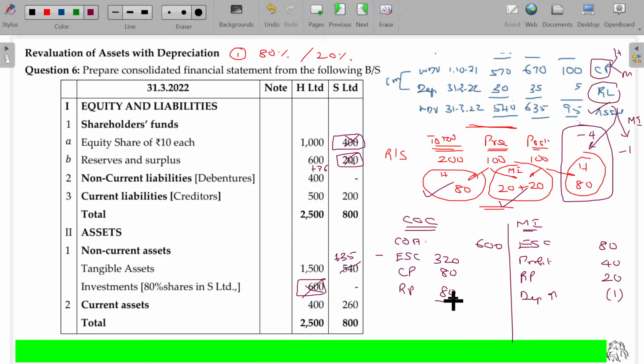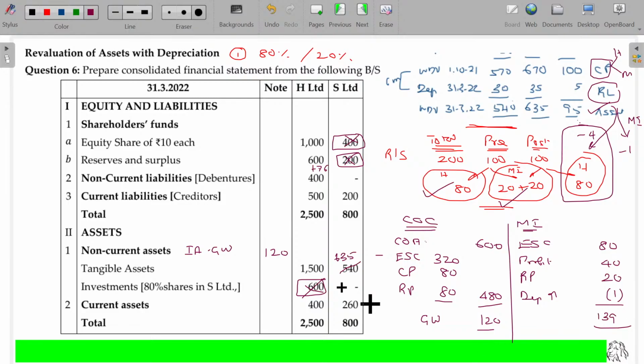Now what about the overall value here? 480, but you paid 600 rupees, so you paid 120 rupees excess. This is called excess payment, is called goodwill. So intangible assets, goodwill being 120. And what about the minority interest?